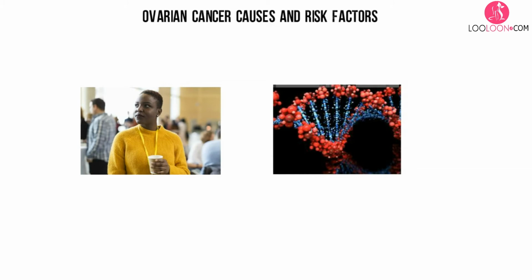About 10% of cases are related to inherited genetic risk. Women with mutations in the genes BRCA1 and BRCA2 have about a 50% chance of developing the disease. BRCA mutations are associated with high-grade serous, non-mucinous epithelial ovarian cancer. Family history also plays a role.